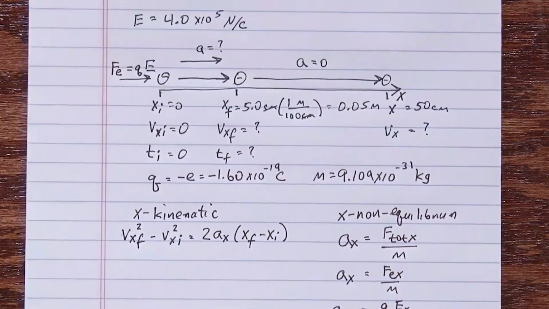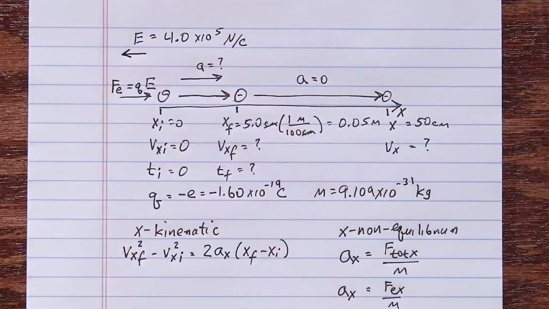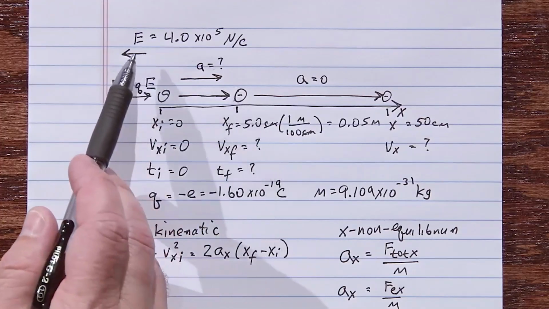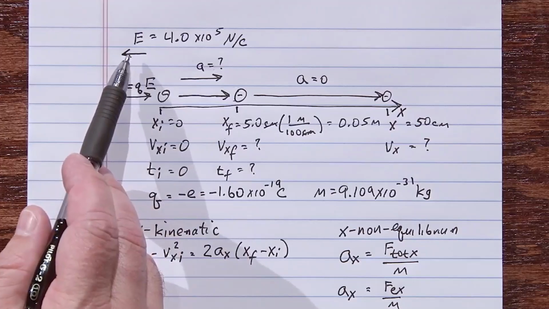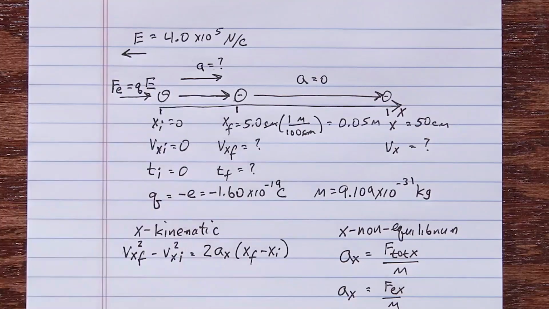So I'm going to come back up here in our diagram, and I'm going to draw in the electric field in the negative x direction. We know that the electron is getting pushed in the positive x direction. It's a negative charge, and the force on the electron is opposite the electric field. So it's an electric field in the negative x direction that gives us a force in the positive x direction, which gives us an acceleration in the positive x direction. All we have left to do is to work out our numbers.